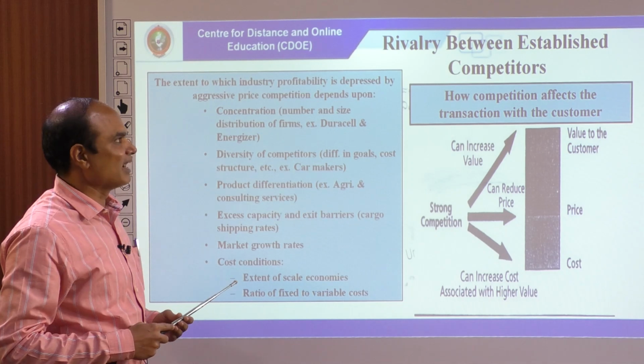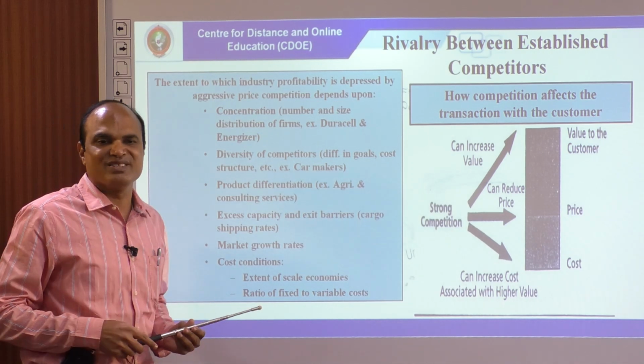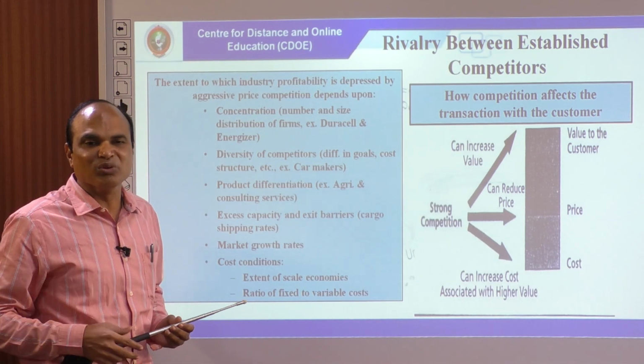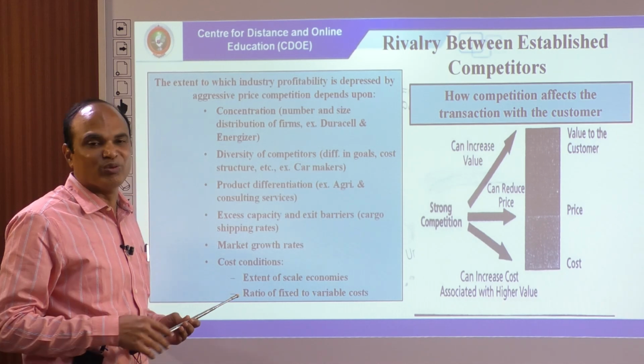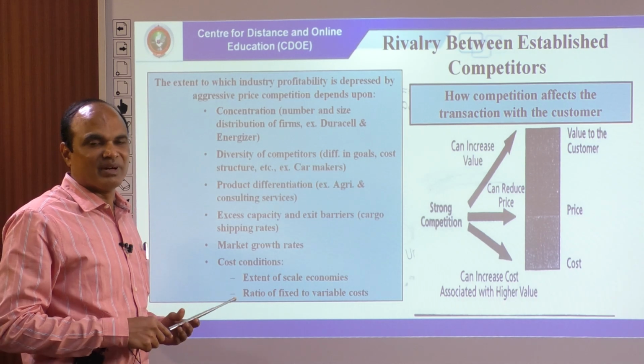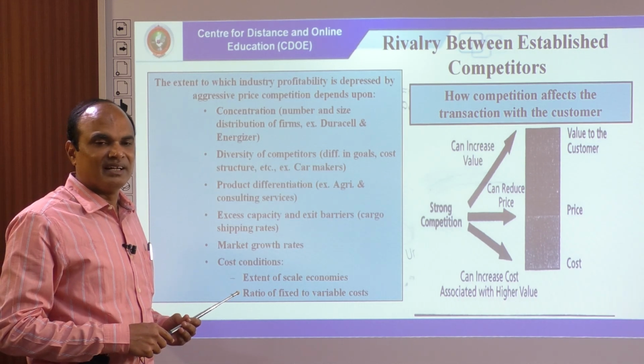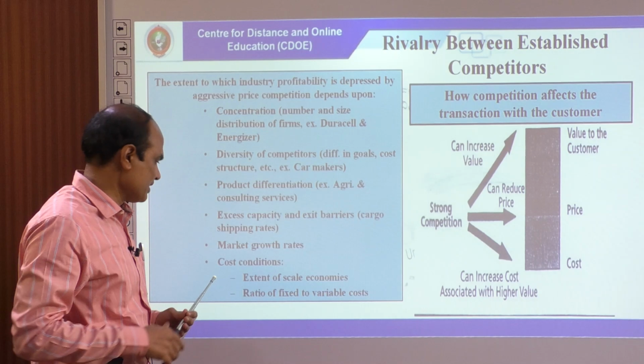Then the market growth rates, how the market is moving. What are the growth rates? Is it moving very rapidly or very slowly? That determines the rivalry in the space.